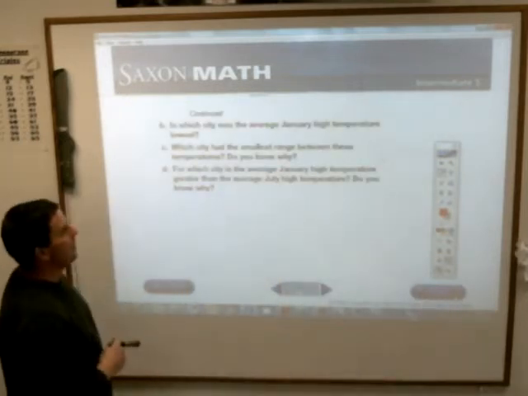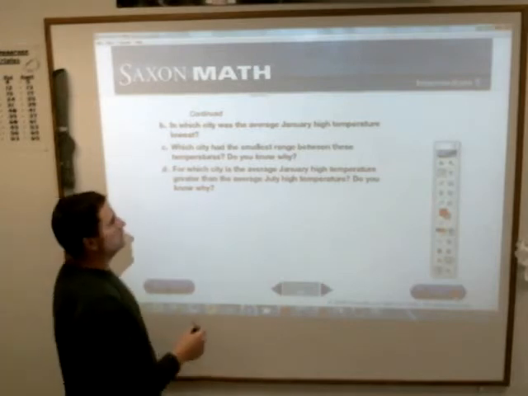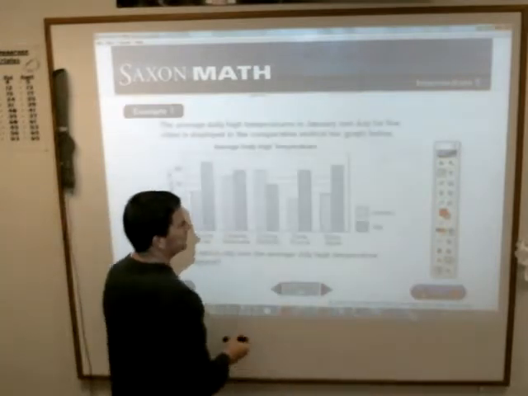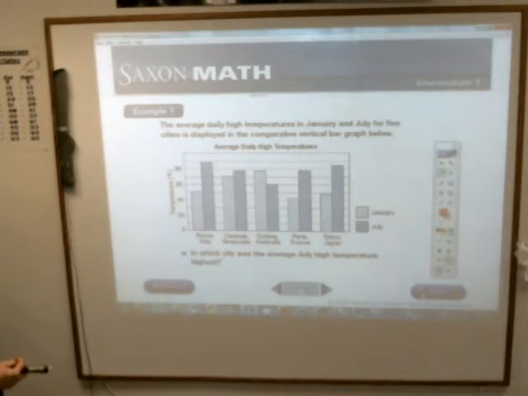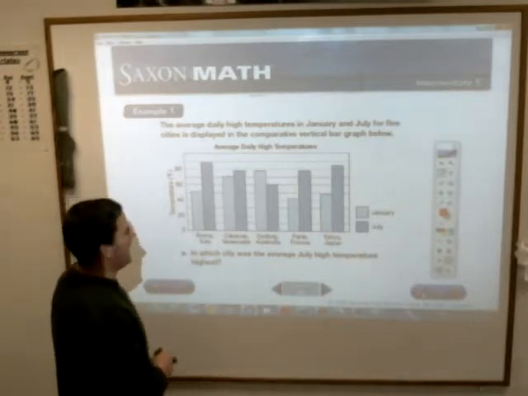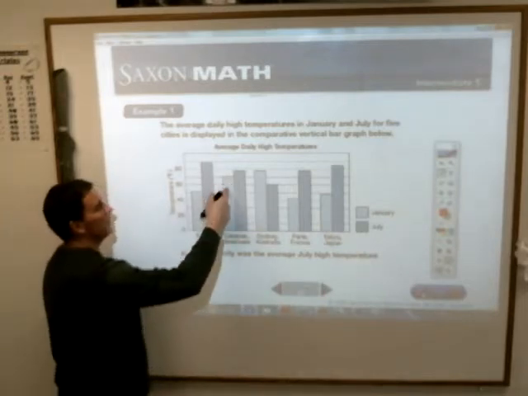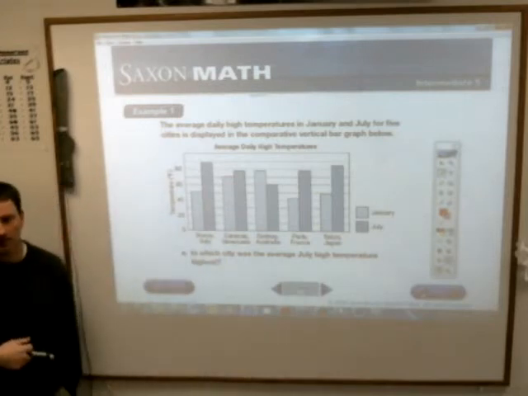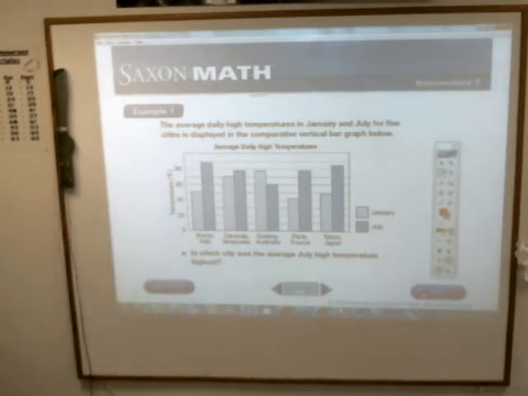What city had the smallest range between the 2 temperatures? Which city has the smallest range between its January and July temperatures? It gets really complicated here. Gary? Caracas. And why would you say that is? We don't have a map here, but what places probably don't have temperatures that change a whole lot between January and July?